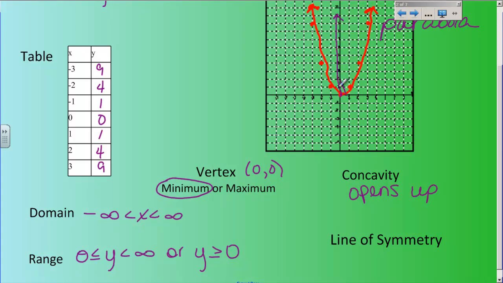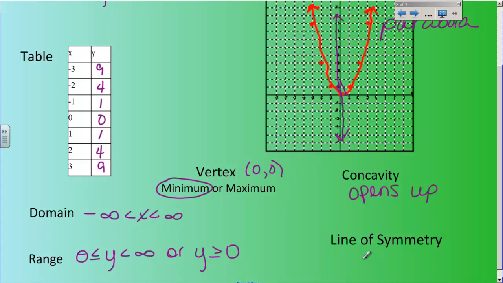If you could draw a straight line, not like me. It cuts it directly in half so that the left side of the parabola matches the right side of the parabola, as long as you draw prettier lines than I do. The line of symmetry for this parabola happens to be the y-axis. But I can't just write y-axis. I've got to give it an equation.